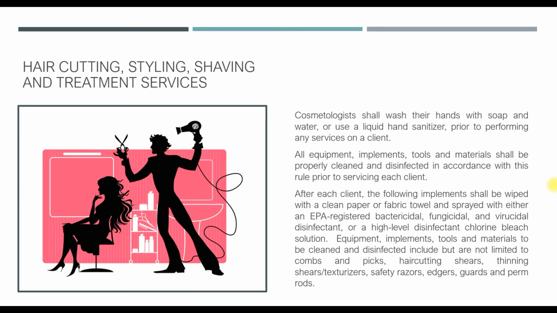After each client, the following implements shall be wiped with a clean paper or fabric towel and sprayed with either an EPA-registered bactericidal, fungicidal, and virucidal disinfectant, or a high-level disinfectant chlorine bleach solution. Equipment, implements, tools and materials to be cleaned and disinfected include but are not limited to combs and picks, haircutting shears, thinning shears/texturizers, safety razors, edgers, guards and perm rods.